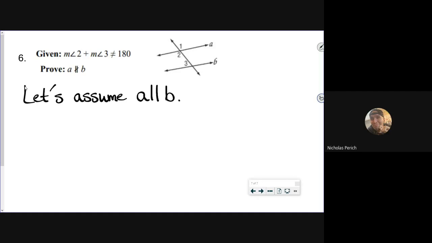If A and B are parallel, then that would mean that angle 2 and angle 3 add up to 180. But what? If they're parallel, that would mean that 2 and 3 add up to 180. But what? Angle 2 and 3 what?